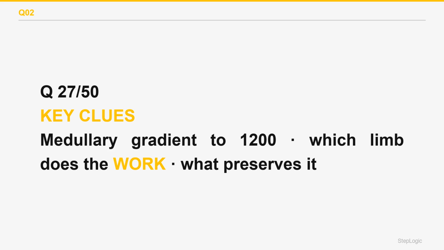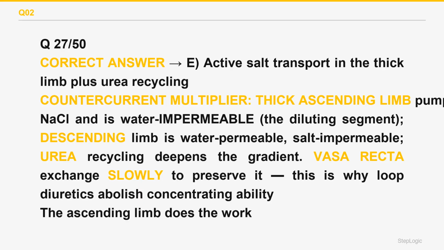Urea, recycling from the inner medullary collecting duct under antidiuretic hormone, contributes substantially to the deepest part of the gradient. The correct answer is E. Choice D inverts the role of the blood supply, which is the countercurrent exchanger.